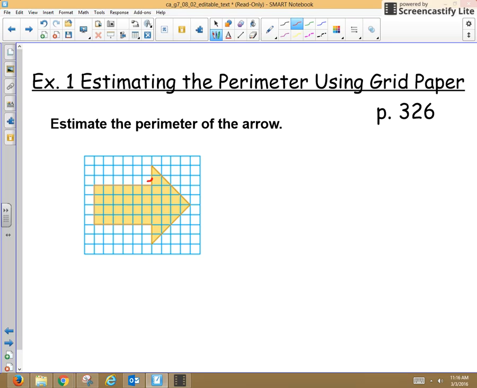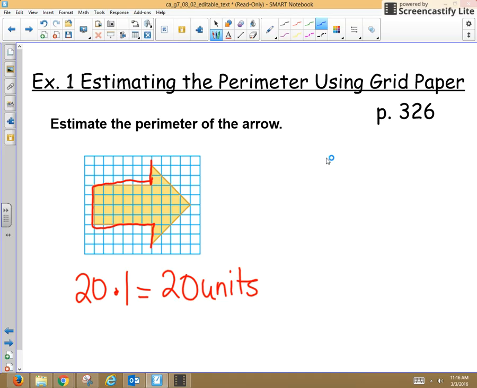We have 1, 2, 3, 4, 5, 6, 7, 8, 9, 10, 11, 12, 13, 14, 15, 16, going down, 17, 18, and now going up, 19, 20. So each of these units was 1 unit, and there were 20 units. So that's a total of 20 units.